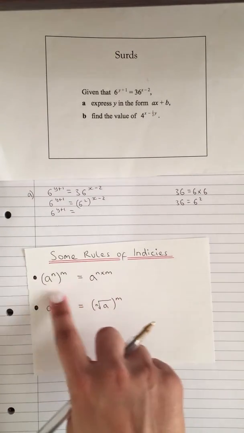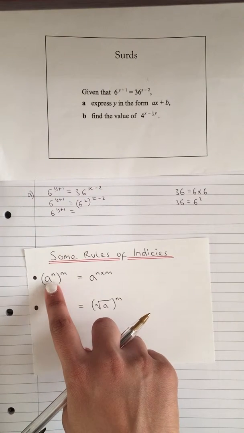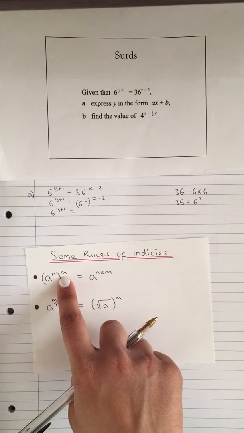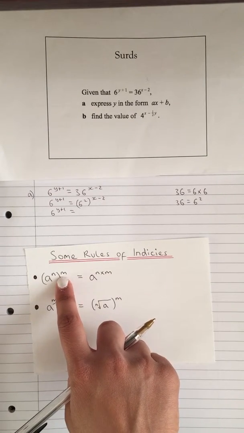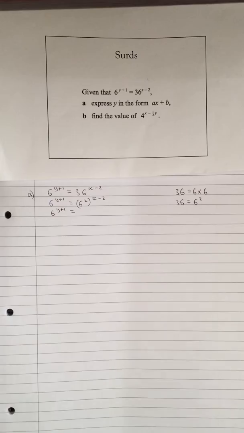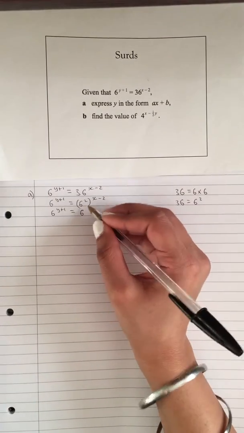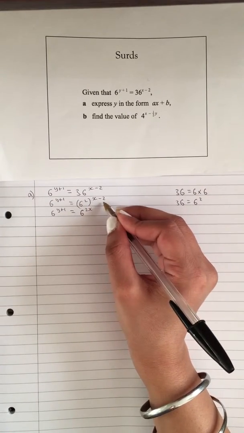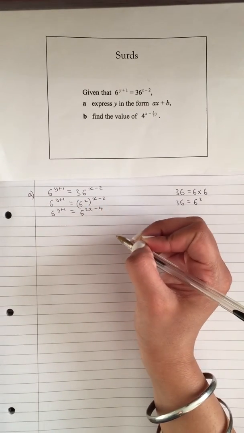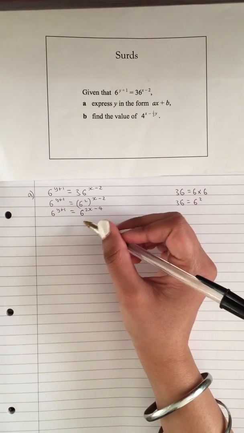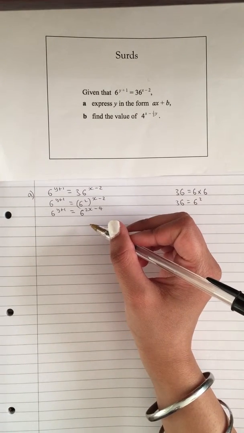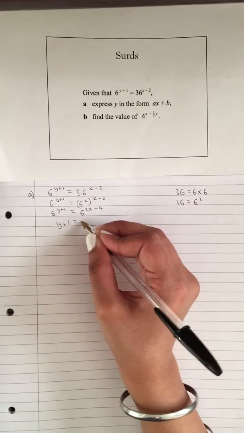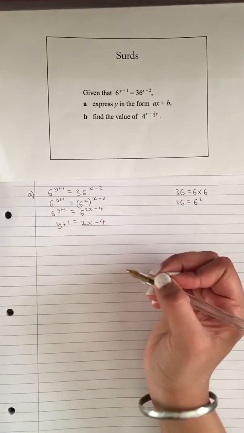that if we have a number to the power of, let's just say n, in brackets to the power of m, we have to multiply these powers together. So we can write here 6 to the power of 2 times x, 2x, 2 times minus 2 is minus 4. And now that we have the bases the same, we can look at the powers alone. So y plus 1 equals 2x minus 4.